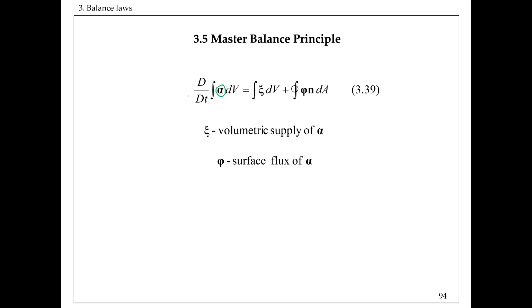the change is with time, the differential d/dt of that alpha, and it is caused by two factors. The sources for this change are the volumetric supply, which we denote here by xi, and the surface flux, or a combination of these two. One comes through the surface, hence the integration over the surface area, and the other is the volumetric supply, per volume, hence the volume integration.